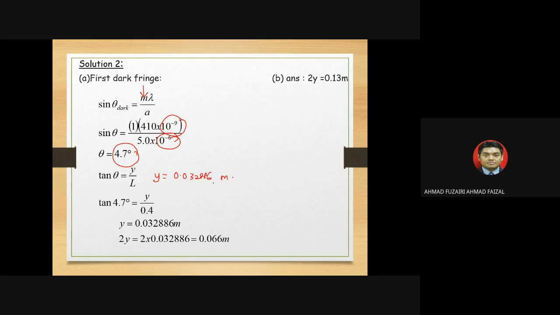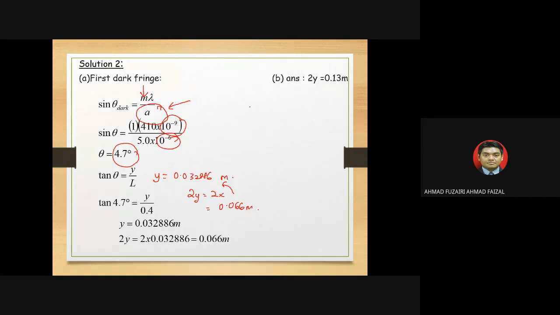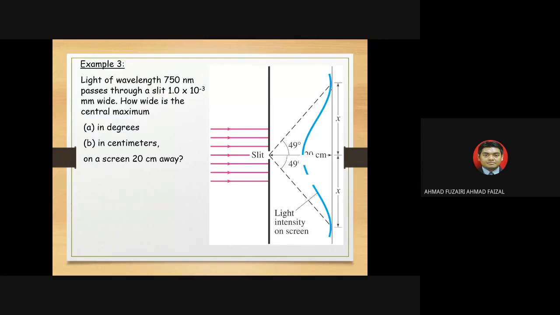y equals 0.03288 meters. That is y, and we want to find 2y. So we multiply by 2 here, and we get 0.066 meters. For part b, we just replace a from 5 times 10 to the power of negative 6 to 2.5 times 10 to the power of negative 6, and then we get 2y equals 0.13 meters. You can try on your own, okay? This is also how you calculate the y of the central maximum.